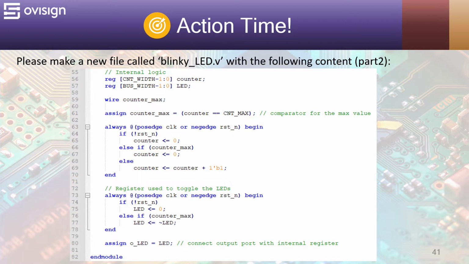At line 73, we create the output flip-flops used to toggle the LEDs when the counter max value is reached. In the end, we connect the OLED output port with the LED register using a continuous assignment. In part 2 of this video, you will see how this circuit gets synthesized using Cyclone 5 FPGA logic elements.